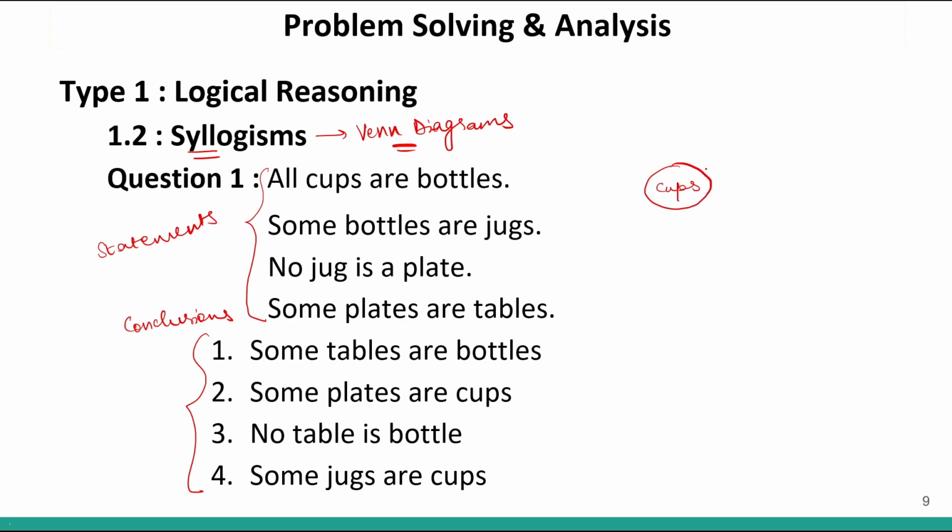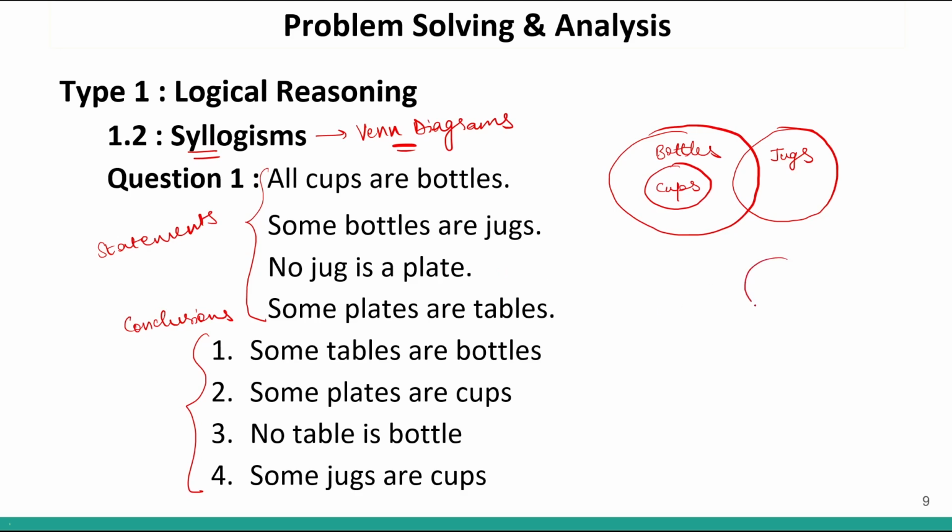So if these are cups, all cups are bottles. So cups will be a subset of bottles. All cups are bottles. Next, some bottles are jugs. So some will be like this. Some of the bottles are jugs. This area. Correct?